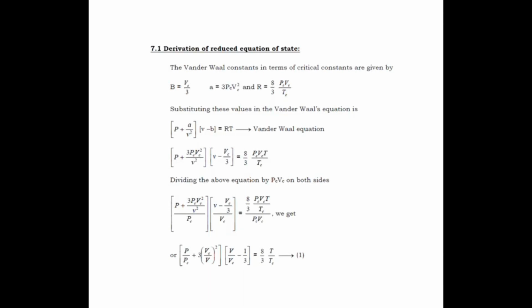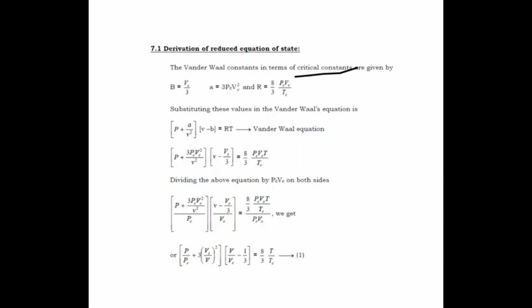And derivation for reduced equation of state. So it is the critical constants, given critical temperature and critical pressure, which you should know as basic terms. Critical temperature is where it is converted from one state to another state. Critical pressure is the minimum pressure required to convert from one state to another state.